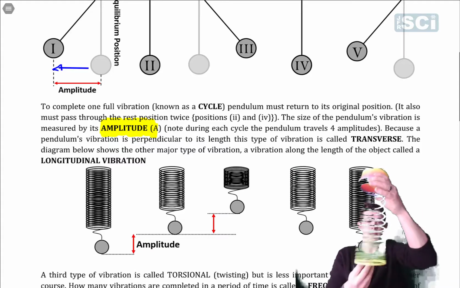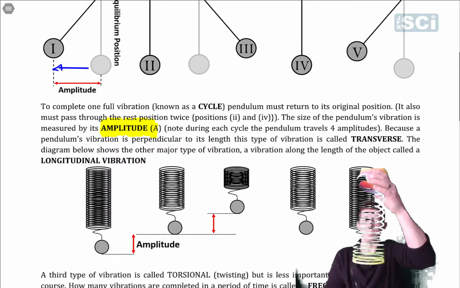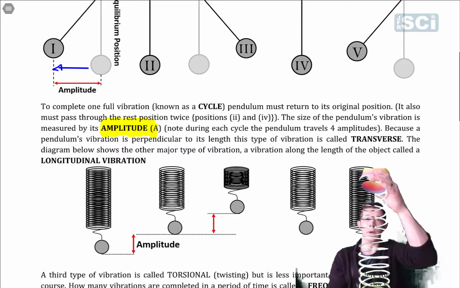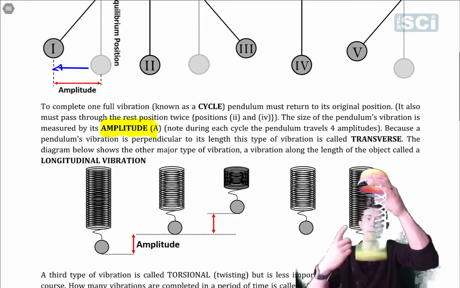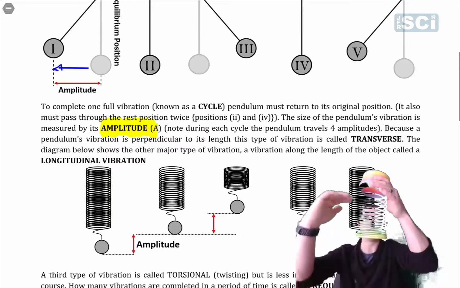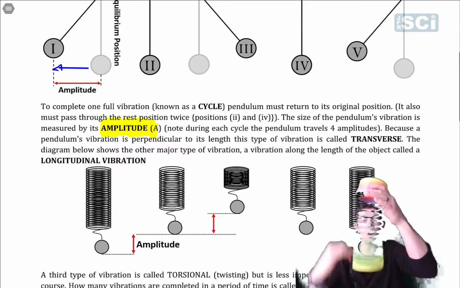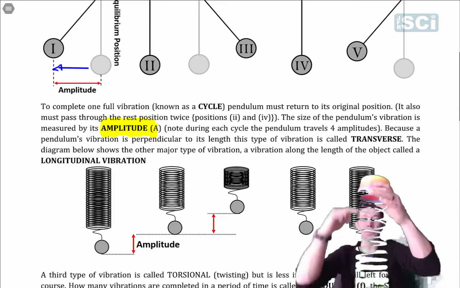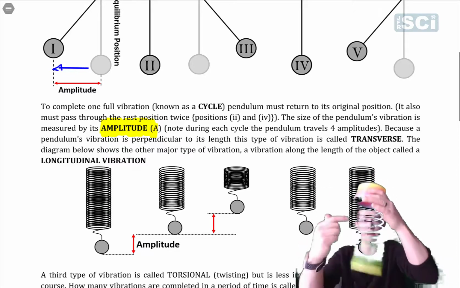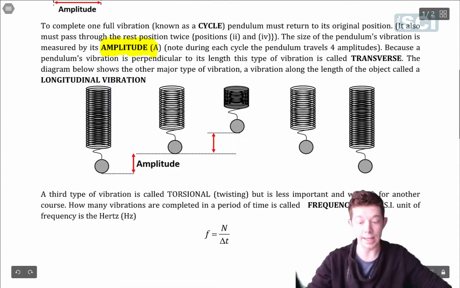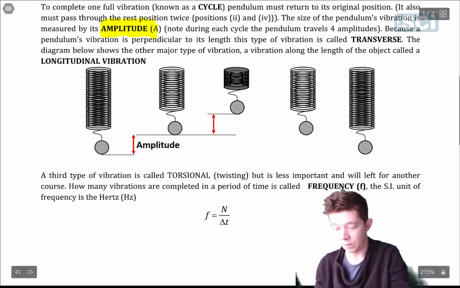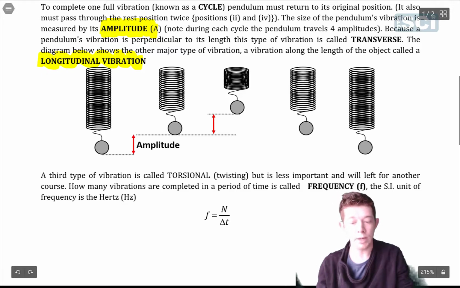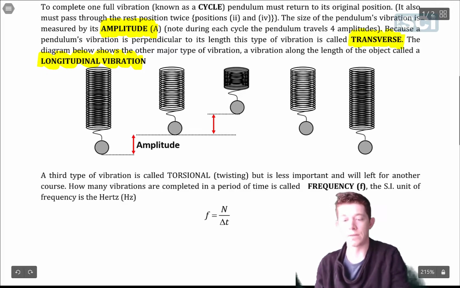There we go. And so if I have it at its equilibrium position right here, and I pull it downwards, I give it an amplitude. When I release it, I notice that the energy is being transferred up and down, that's also the length of my apparatus. And so since the energy is being transferred along the length of the apparatus, we call it a longitudinal wave. So we have our two different types of vibrations. We have a longitudinal wave and we have a transverse wave.